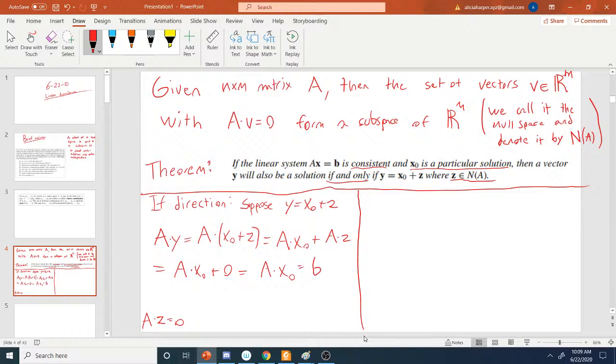So whenever you take your particular solution and you add to it anything in the null space, you get yet another solution. Now let's prove the only if direction, which is the necessity condition.